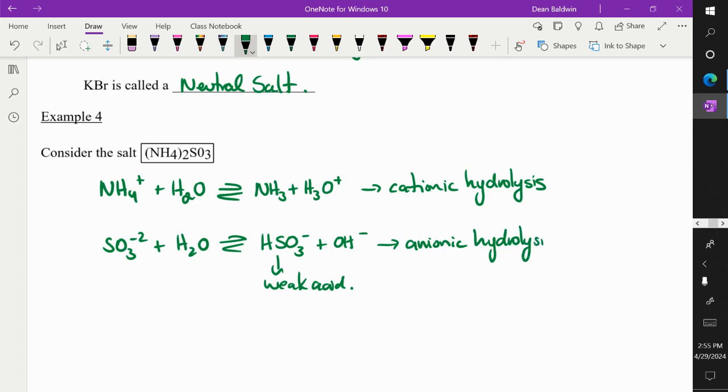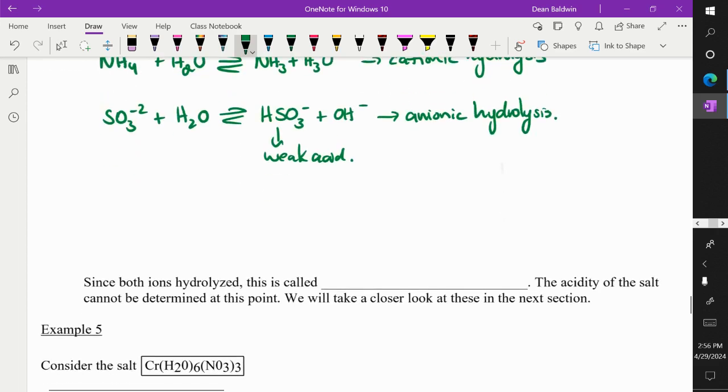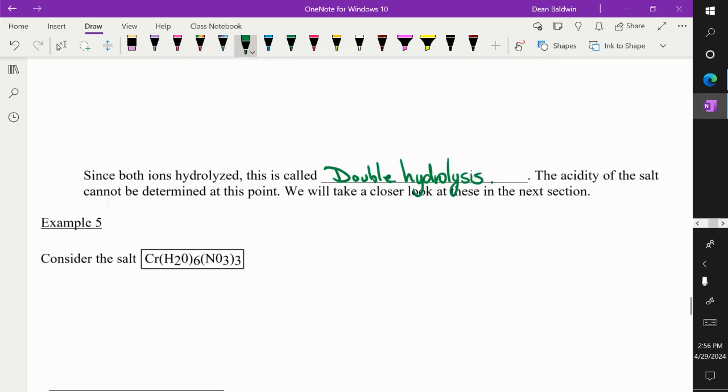So we're not going to do it today. Tomorrow, we'll learn how to determine who wins. Okay, because there's a battle going on, right? So is this solution going to be acidic or is it going to be basic? We'll figure that out tomorrow. That's tomorrow's lesson. Okay, so we call this double hydrolysis. So we'll determine the acidity later on. All right, last question.